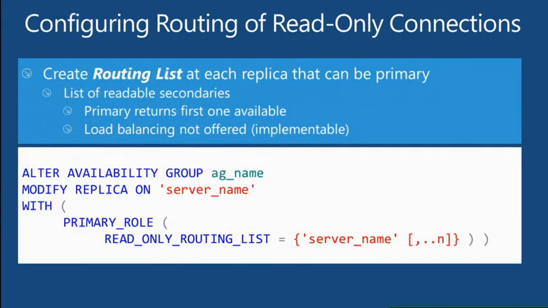Now, to be able to route from one secondary to another, in the case that the first one becomes unavailable, that automatic routing requires specifying something called a routing list. The routing list tells the primary, these are the secondaries that are available for read connections. So you specify this list of secondaries, and if one of the secondaries becomes unavailable, then the primary will automatically route read connections to the next one in the list.